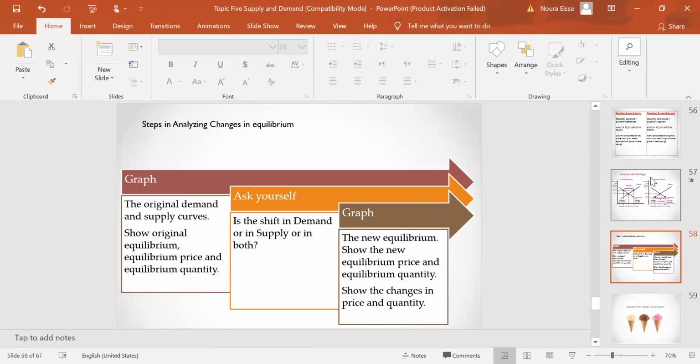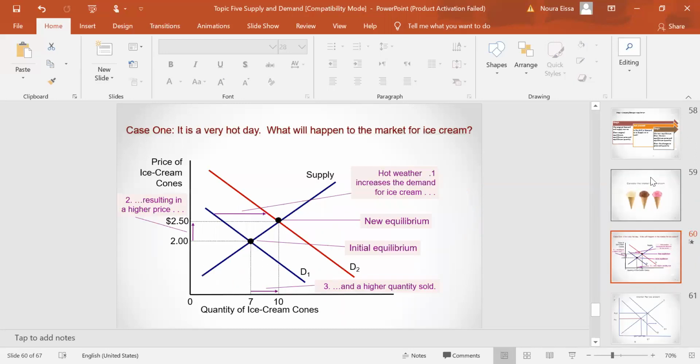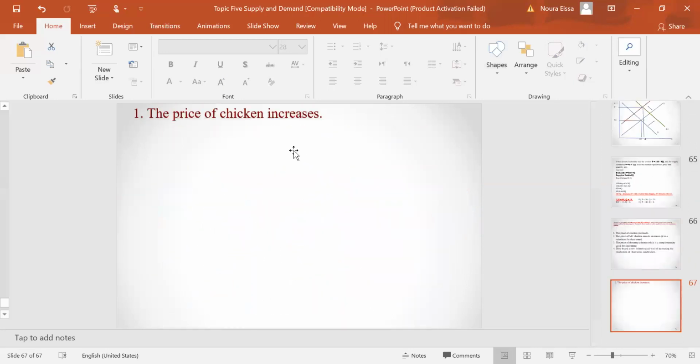Number one, graph supply and demand and show equilibrium. This is the first step. You graph supply and demand, show equilibrium price, show equilibrium quantity. This is step number one. Step number two, ask yourself, is this a shift in demand or a shift in supply or a shift in both? And then show the new equilibrium. Okay, so here, even without reading, what is your first step?